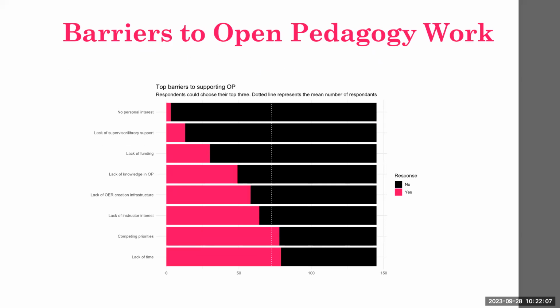Finally, we also asked all respondents what were the top 3 barriers they faced in working in open pedagogy. The top 2 responses were lack of time, 54%, and competing priorities, 53%, which are often connected. Lack of interest from faculty was the third most popular answer at 44%. Only 3 people chose their own lack of interest as a barrier, and just 13, or 9%, said lack of support from their library or supervisor was a barrier.